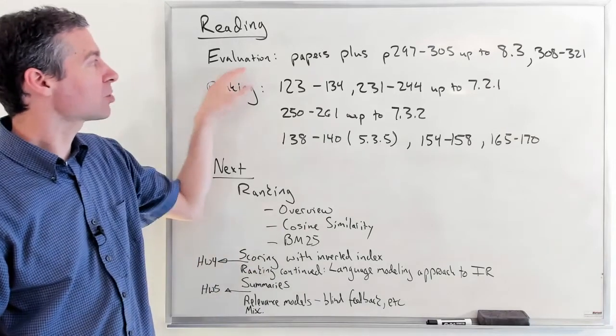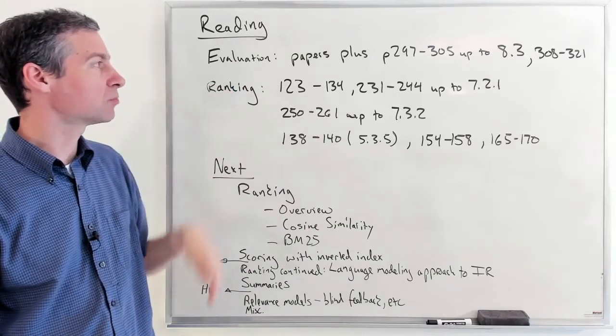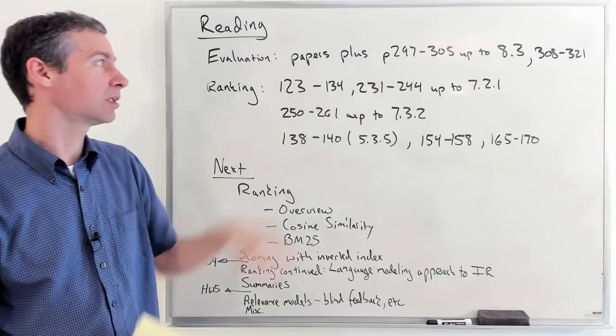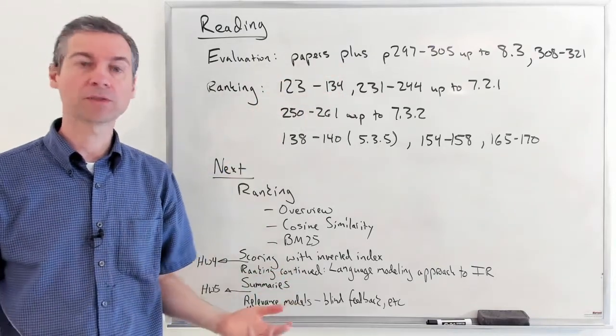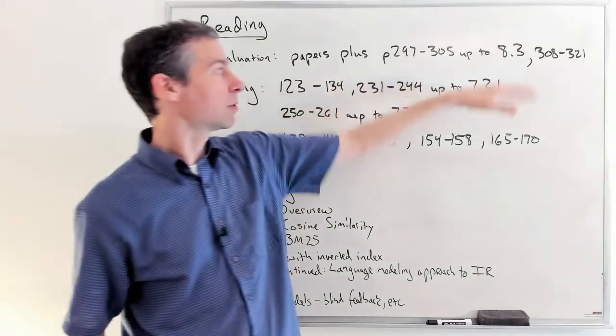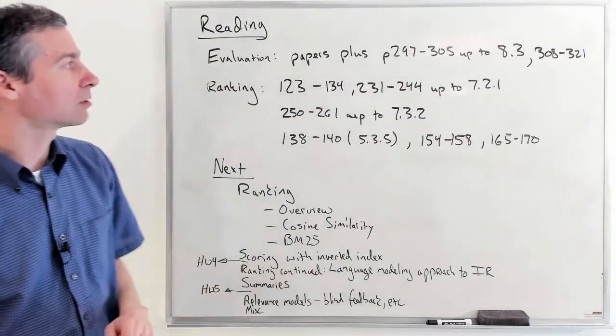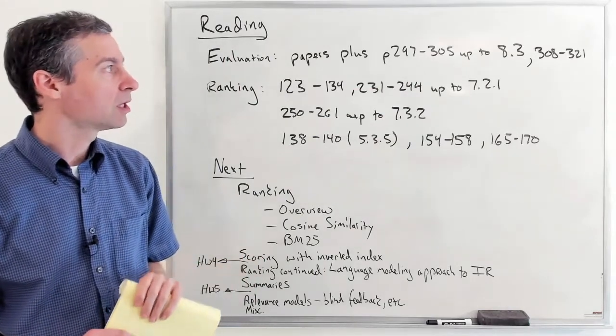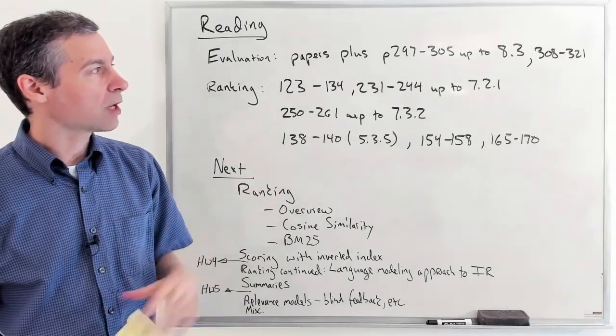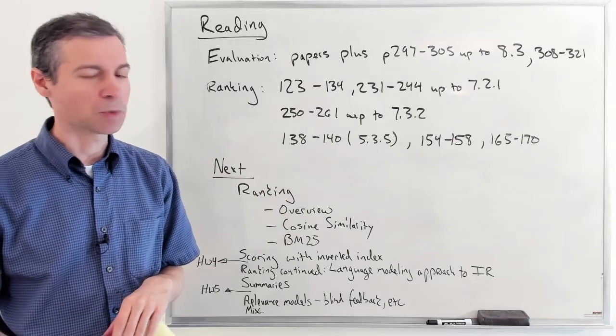Catching up on some of the reading for evaluation, you may have figured this out, but basically this is material in Chapter 8 of the textbook, which is all on evaluation. So this is basically what you need to read, pages 297 to 305. That gets you through section 8.3, and then 308 to 321.